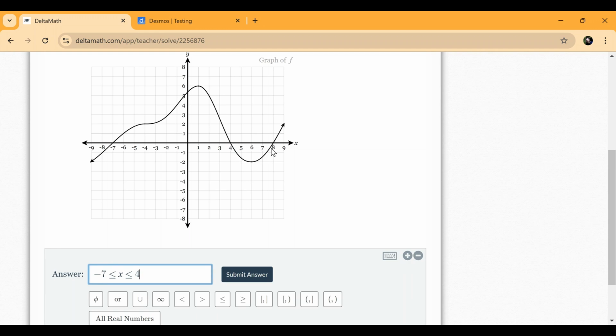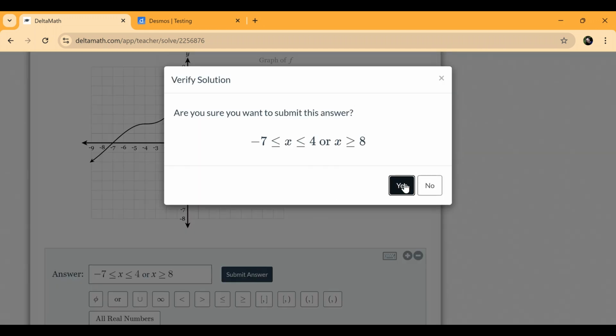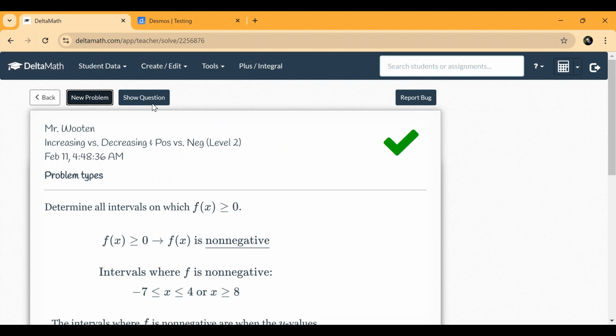And then it goes negative for a while, from 4 all the way over to 8. And then it becomes positive again. So then I'm going to say there's a second piece. So I'm going to use this little OR button. So it means we can pick any x in here between -7 and 4, or any x that is greater than or equal to 8. Pick any x bigger than or equal to 8, and it's going to give you an output, or a y value, that's 0 or positive. I'll submit that answer. We got that one right.